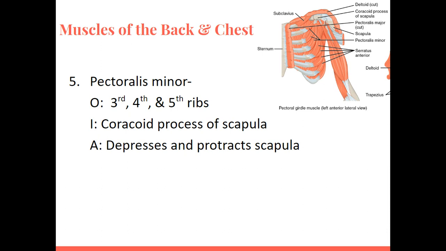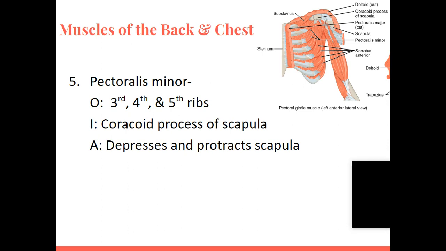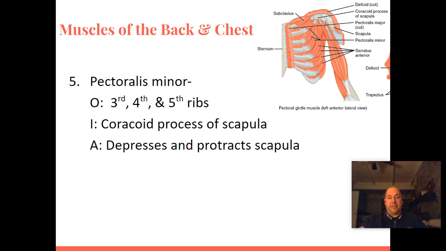If you remember that from back in the skeletal system, that was a little crow beak-like process in the front of our shoulder blade. And from there, it's going to pull that coracoid process anteriorly and kind of medially towards these ribs. So it's going to depress and protract the scapula. So if you want to see what that looks like, you'd be pulling your shoulder forward. So it's going to depress and protract. It's going to kind of throw your shoulder forward like this.